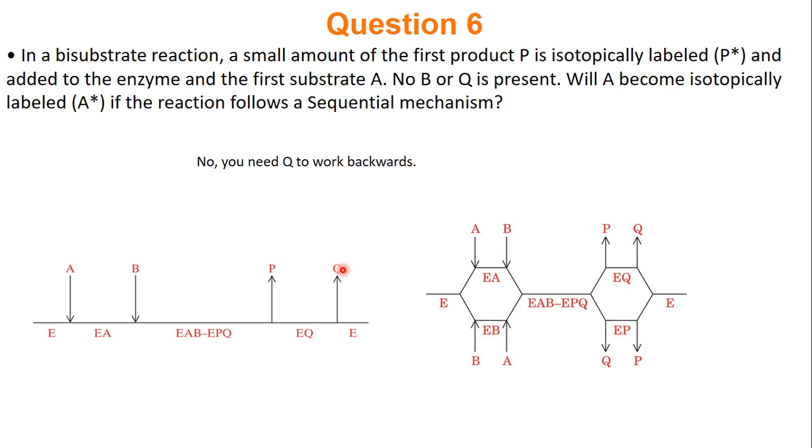So that's the big difference again. Ping pong: substrate binds, product comes off. Second substrate binds, second product comes off. Sequential: both substrates bind, both products come off.